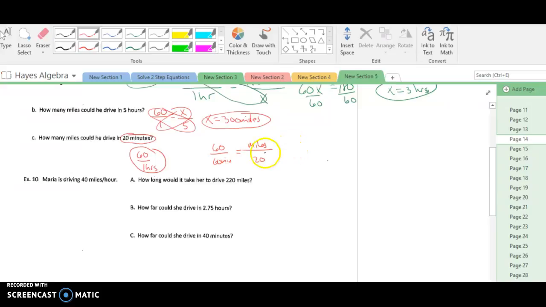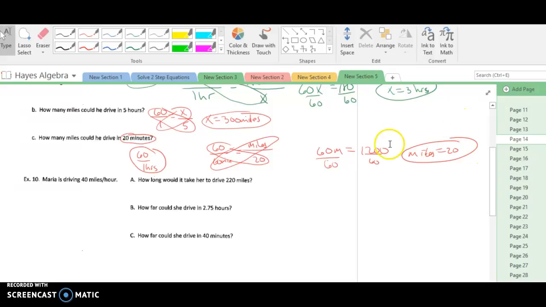When I cross multiply here, I get 60, and I'll write m for miles, equals 60 times 20 is 1200. And when I divide by 60, I get the number of miles would be 20. Okay, so he could drive 20 miles in 20 minutes.